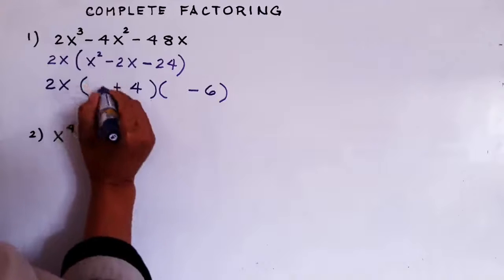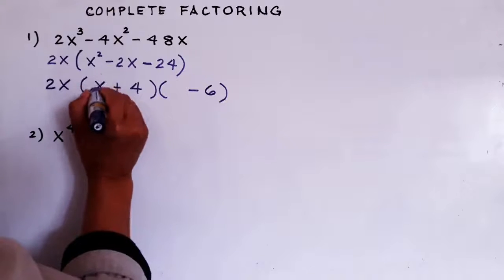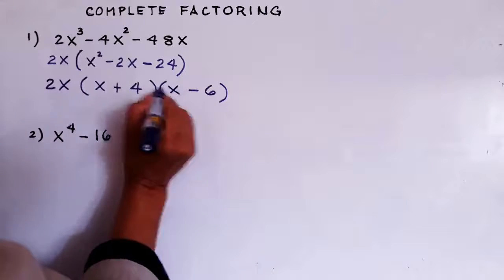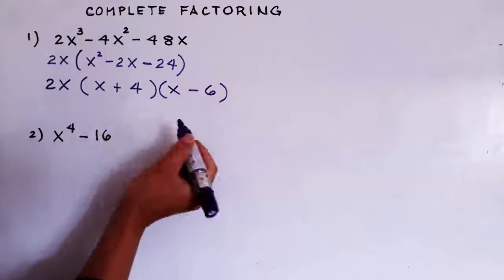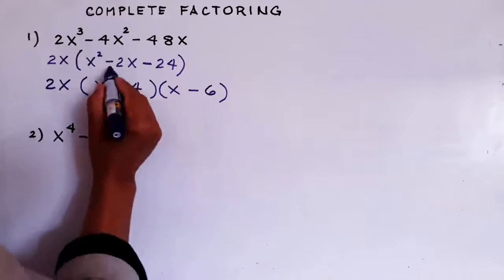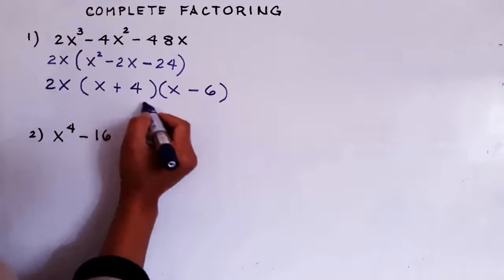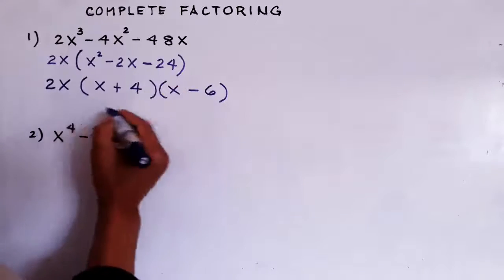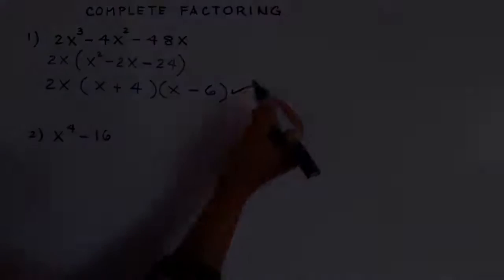By the way, we forgot the x. Let's put the x here, because that's x squared. x times x, x squared. No problem with that. So I have positive 4, negative 6. So we have negative 2x. Positive 4 times negative 6, negative 24. So this is our complete factor.